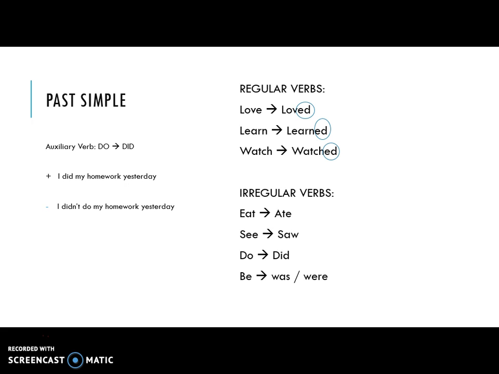Now let's look at a negative sentence. I didn't do my homework yesterday. In past simple, didn't is always the auxiliary verb. And it's followed by the main verb. In this example, the main verb is do. So subject, auxiliary verb, main verb. Alright, question form. Did I do my homework yesterday? The first word is the auxiliary verb, did, then the subject, then the main verb, do. Alright. We have the auxiliary verb didn't, and the auxiliary verb did.